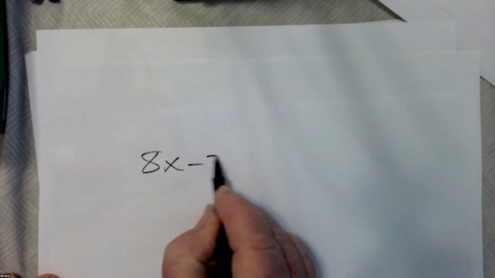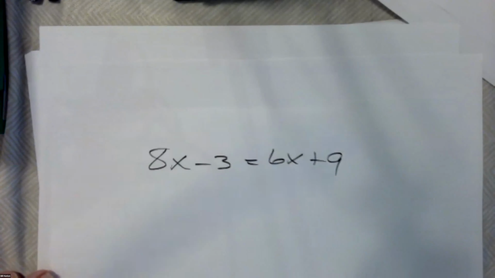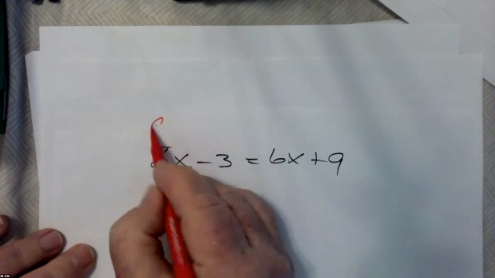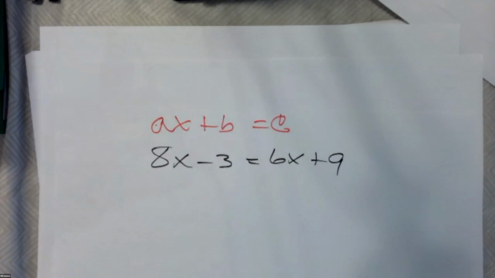So if I have a problem like this, 8x minus 3 equals 6x plus 9, what I ask the students is, is this in ax plus b equals c format? The first thing I'm going to ask students to do is identify what is different about this problem. That has nothing to do with their math ability.